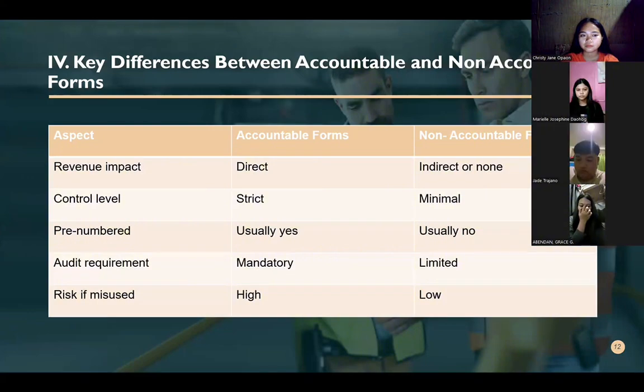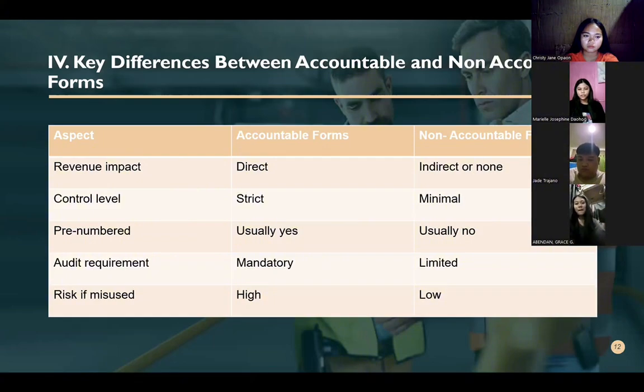Key differences between accountable and non-accountable forms. First, revenue impact. Accountable forms directly affect government revenue because they are used in transactions involving taxes, duties, or payments. Non-accountable forms have little or no direct effect on revenue. They are mostly for support or documentation purposes.